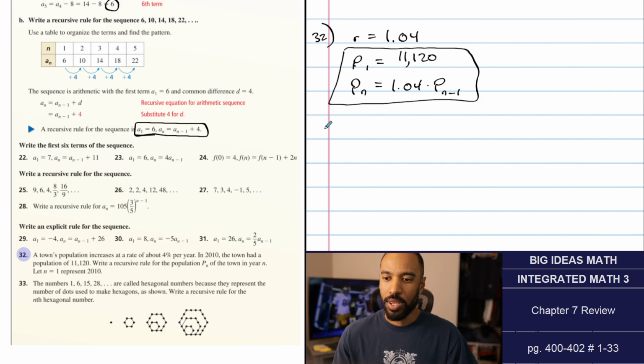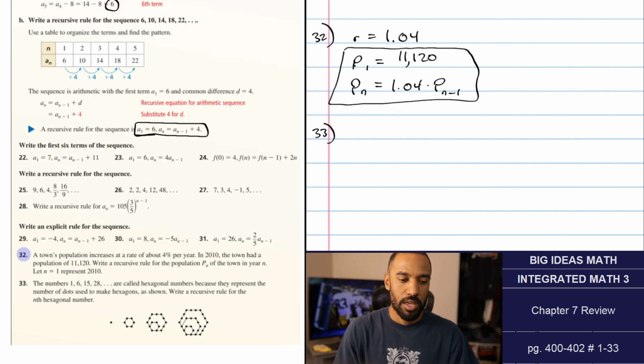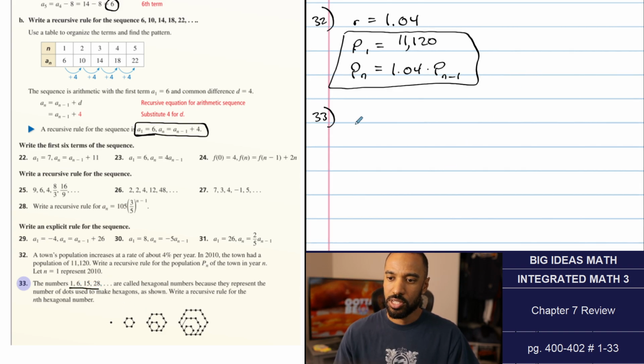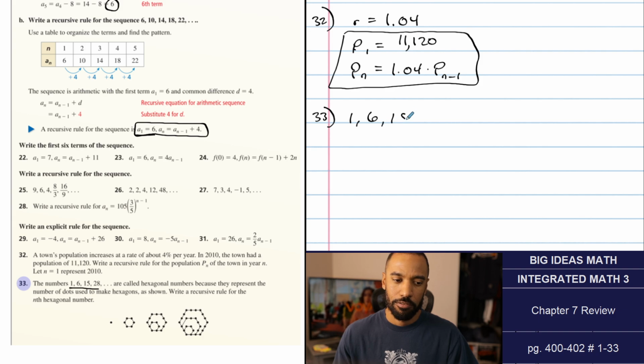Okay, number 33, the last question. The numbers 1, 6, 15, and 28 are called hexagonal numbers because they represent the number of dots used to make hexagons, as shown. Write a recursive rule for the nth hexagonal number. So the first one we have 1, and then we have 6, and then we have, oh, they have the numbers here, duh. All right, we have 1, 6, 15, and 28, and it continues.